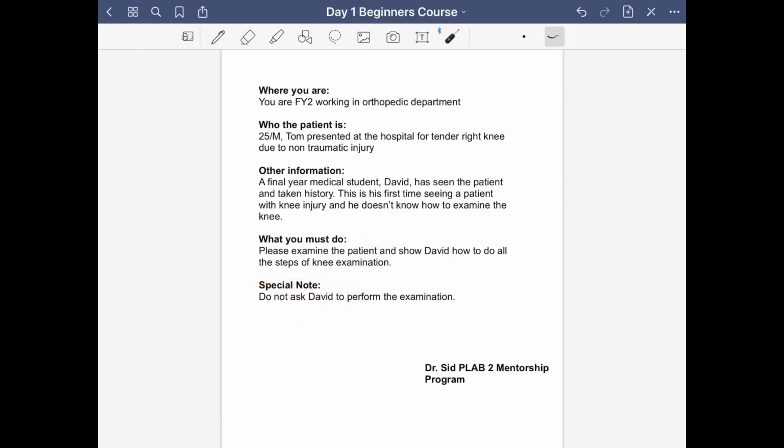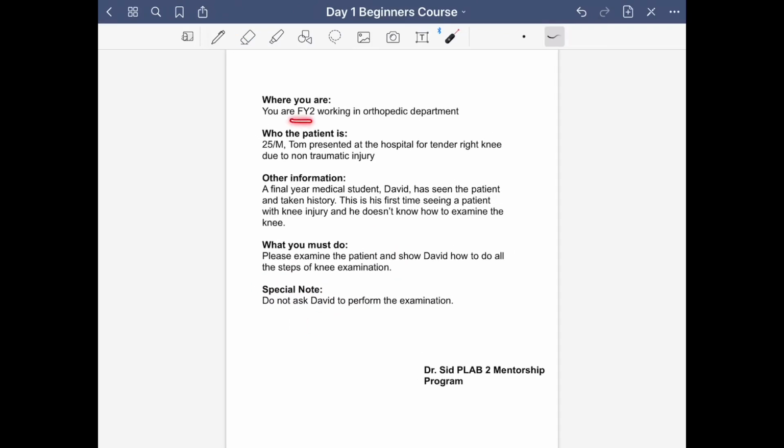Okay, now dear friends, you are FY2 in the orthopedic department. A 25-year-old male, Tom, presented with a tender right knee due to a non-traumatic injury. A final year medical student, David, has seen this patient and taken history. This is his first time seeing a patient with a knee injury and he does not know how to examine the knee. What you must do, please examine the patient, show David how to do all the steps of knee examination. Do not ask David to perform the examination.